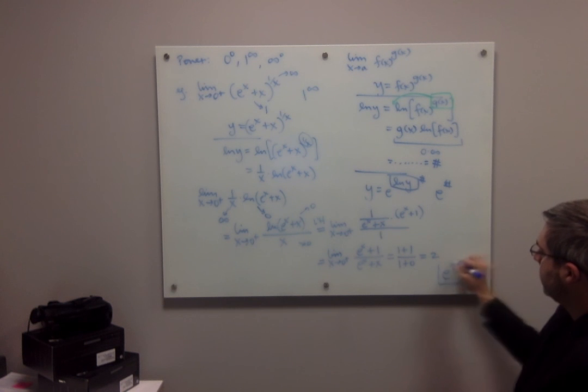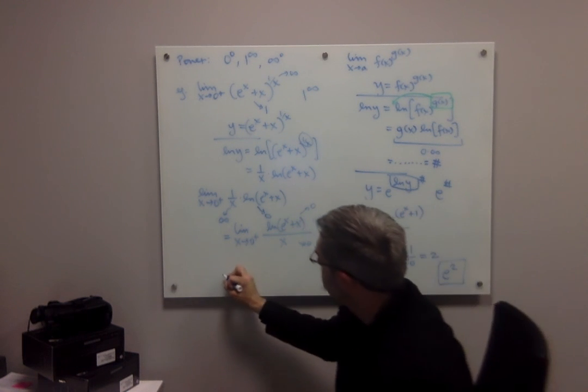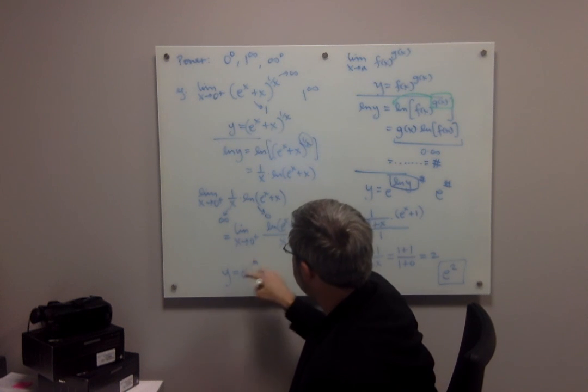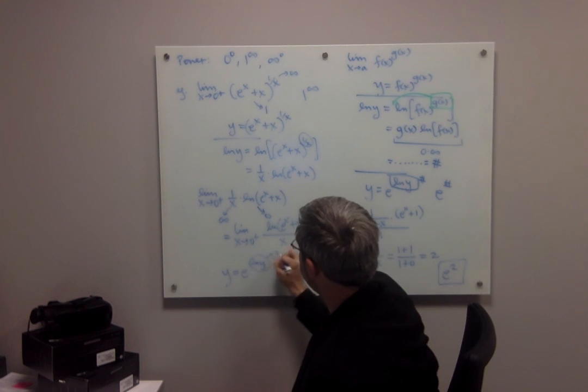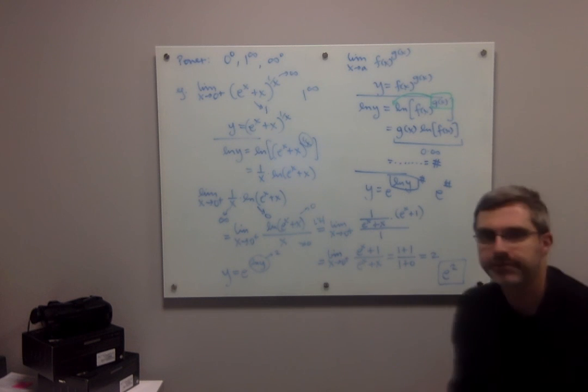You have to take e to that last number because we're trying to solve for y, but y is e to the natural log of y, and we figured out where the natural log of y is going. So if that's going to 2, y is going to e to the 2. Okay, that's a critical last step in these problems.